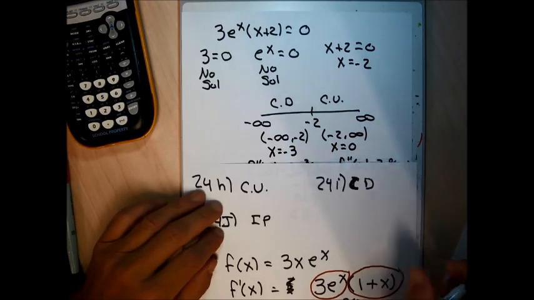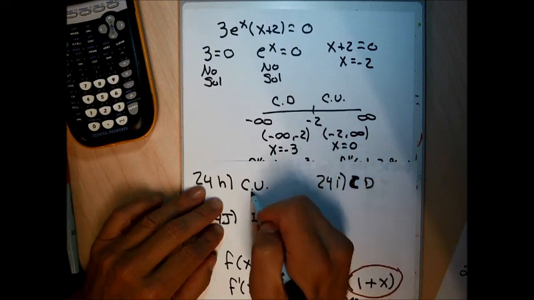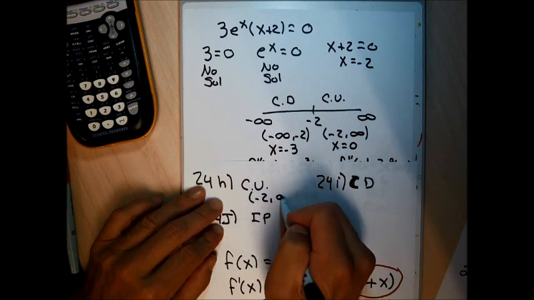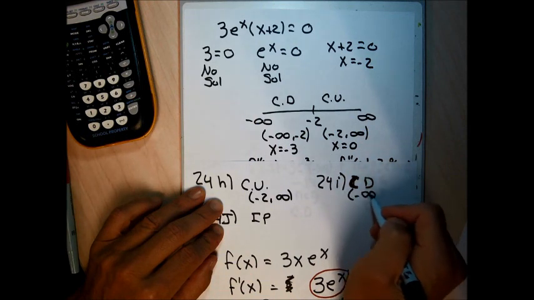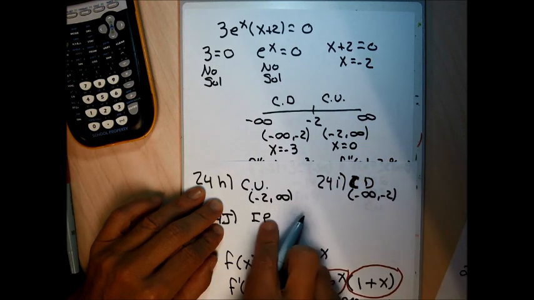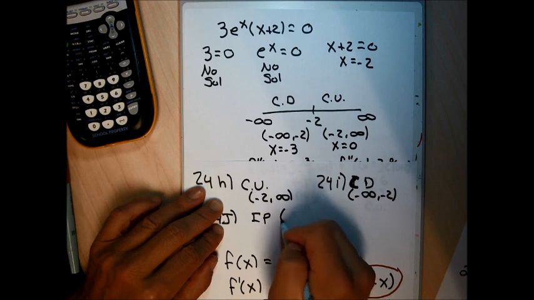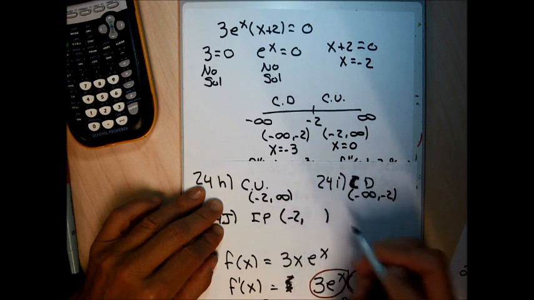So the graph is concave up in the interval from negative 2 to positive infinity. It's concave down in the interval from negative infinity to negative 2. And I get an inflection point, and the x coordinate of the inflection point is negative 2.